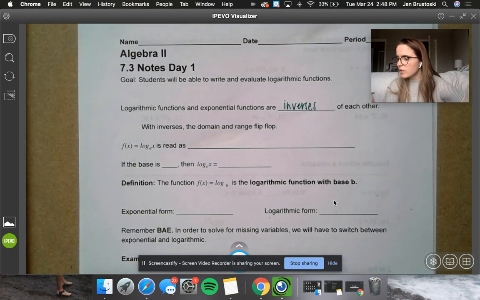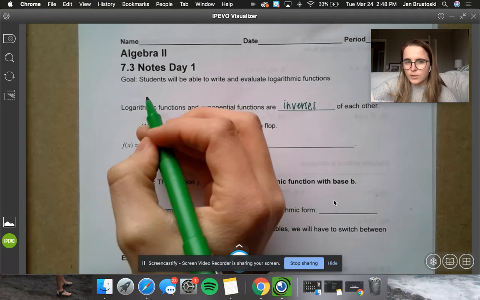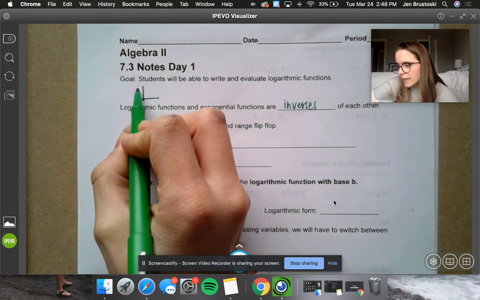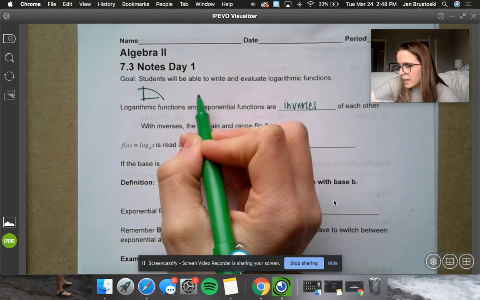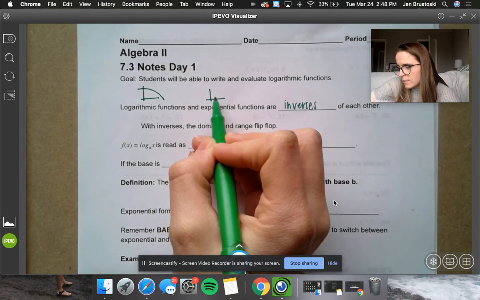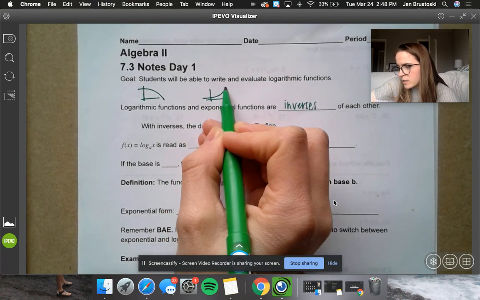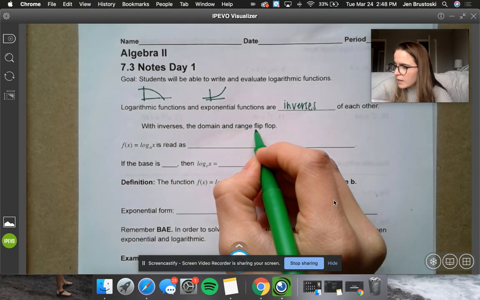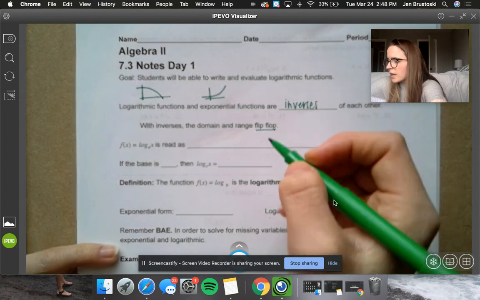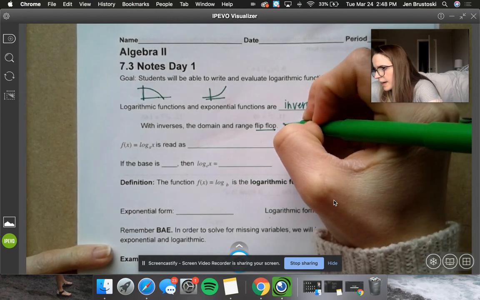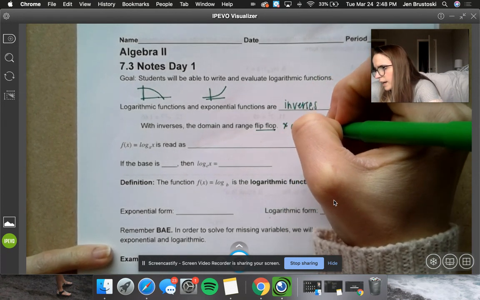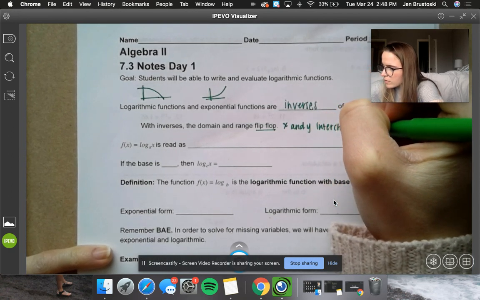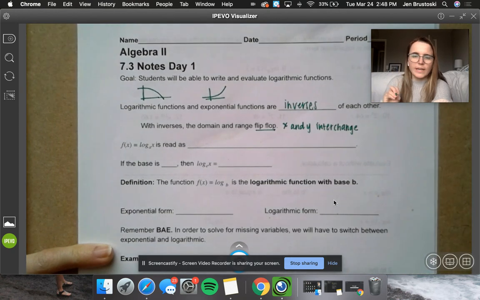Okay, so with the domain and range, I'm just going to draw a picture before we start. Logarithmic is going to look something like this, and exponential is going to look something like this. So they're actually just flip-flops of each other. The domain and range are flipping, so that means that the x and y interchange. Those values just switch.